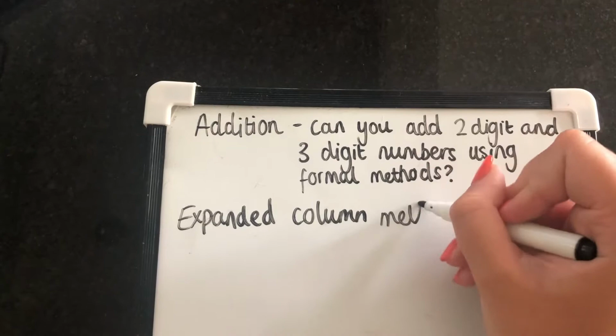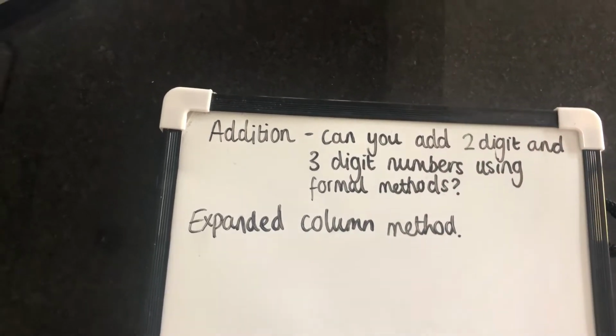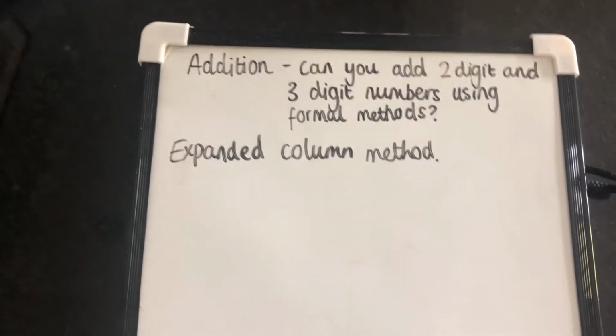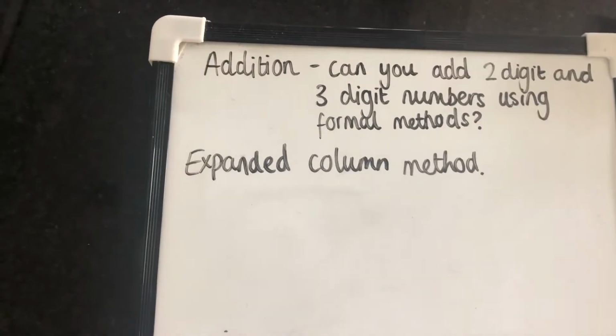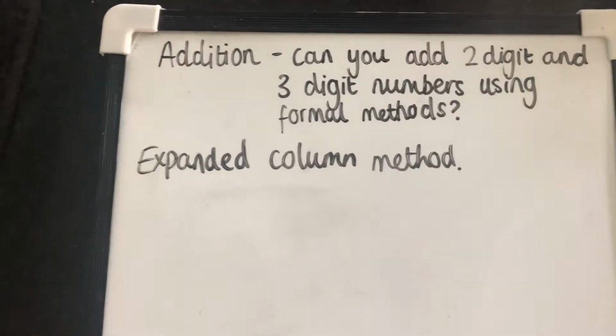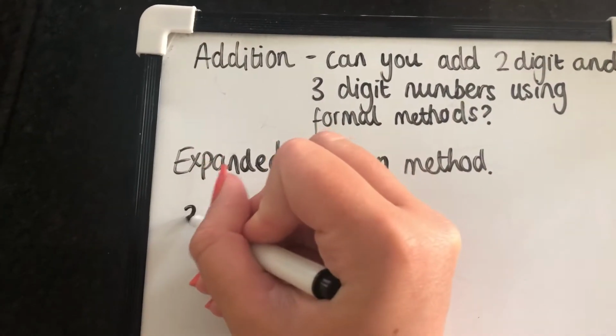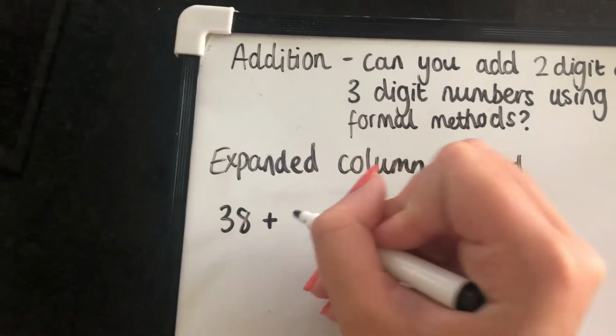The expanded column method. So going to work through some additions using this expanded column method. So we're going to try our first sum now. So I've got 38 add 11.